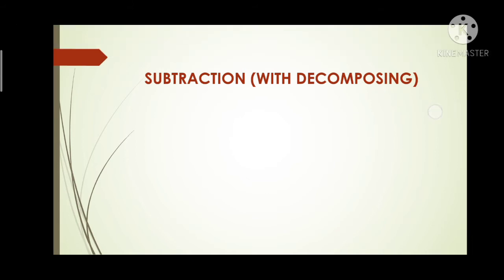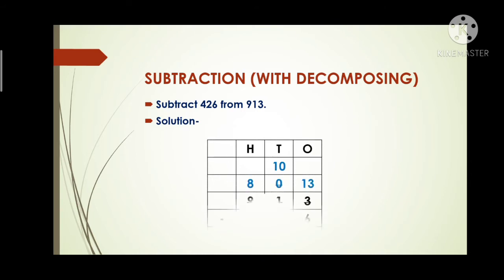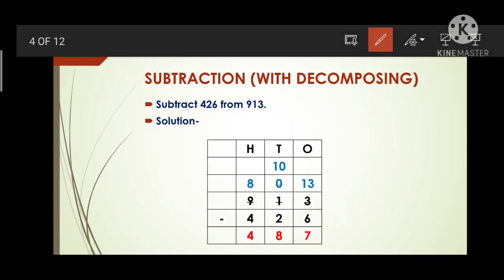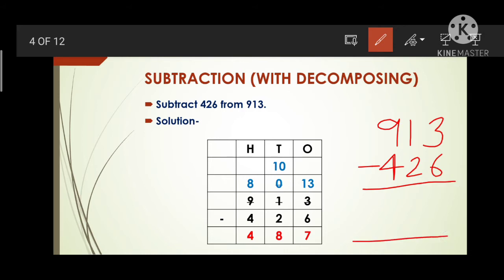We will do it with the help of an example, that is, we will subtract 426 from 913. How will this solution be done? First of all, as I told you, we will arrange the numbers in a column very properly, with the digits in the second line written below every number.